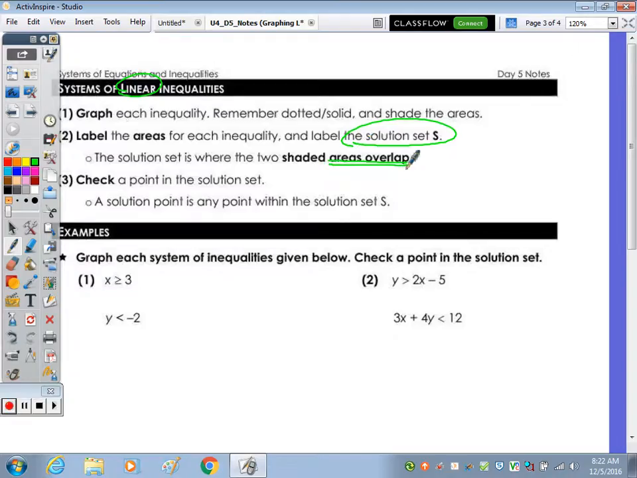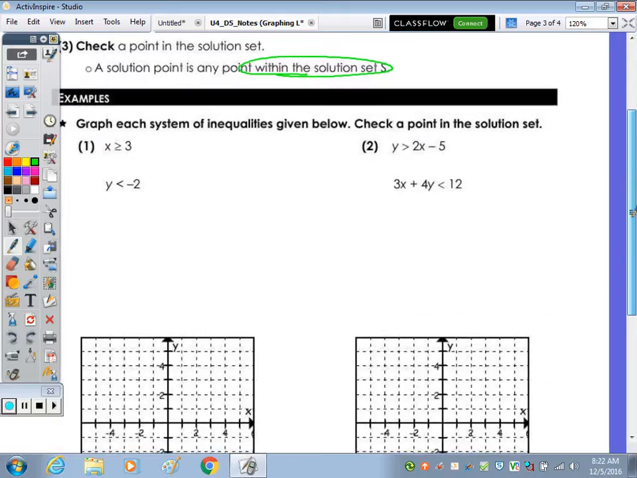So it's good to use different colors, and it's kind of fun too. And then we're going to check. And then a solution to that system is any point in that shaded overlap, or that solution set. So let's take a look at the first one. It's pretty easy. It's x greater than or equal to 3 and y less than 2.